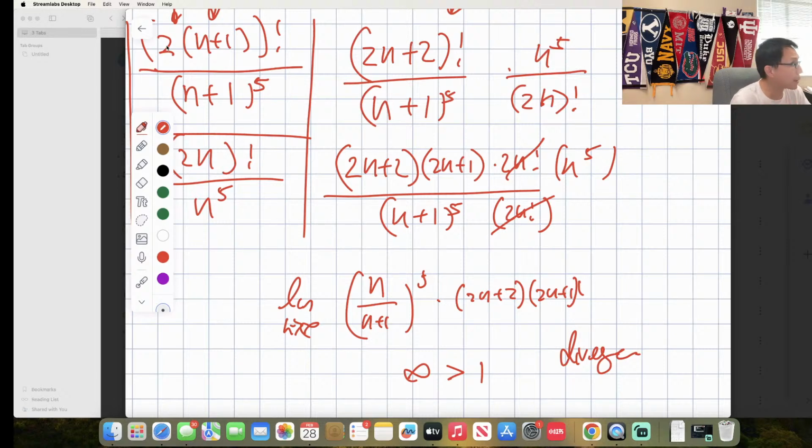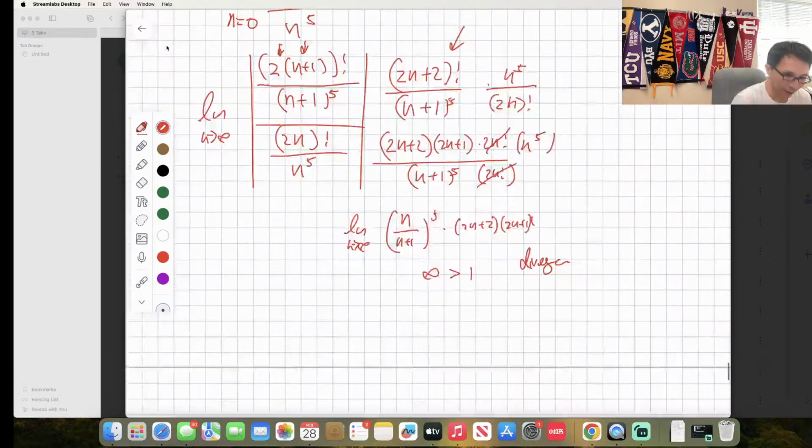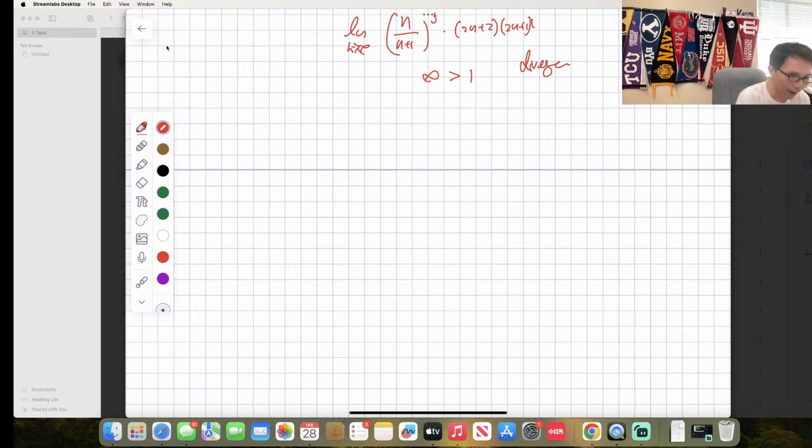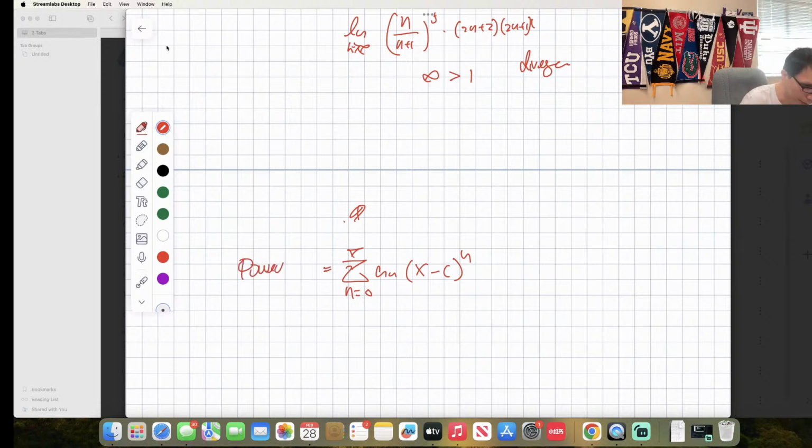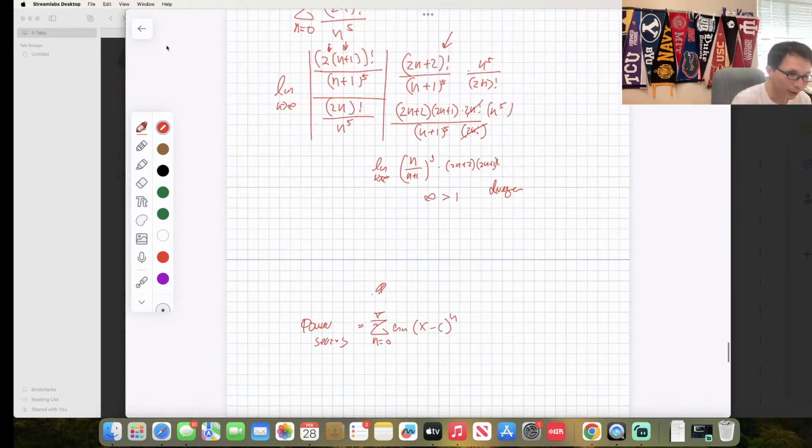Okay, let's recap everything from yesterday. Yesterday, we said a power series is the sum from n equal to 0 to infinity of a sub n times x minus c to the n. Yes. n equal to 0, a sub n, x minus c to the n is a power series.